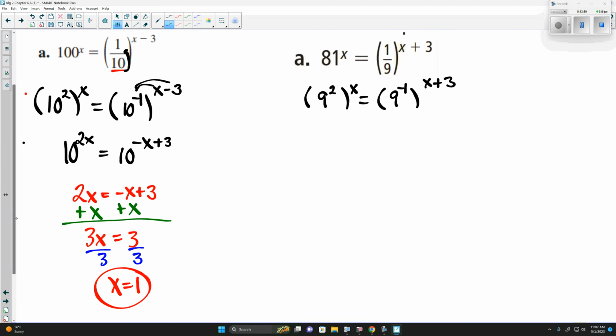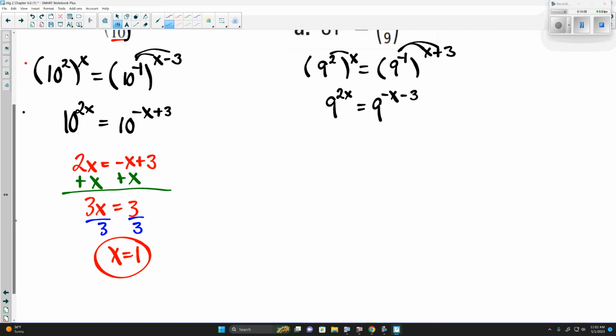Now we will have to multiply, because our powers of powers multiply, so we'd have 9 to the 2x is equal to 9. We distribute the negative 1, giving us negative x minus 3. And since the bases are the same, the exponents will be also.